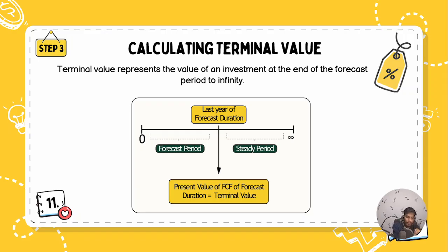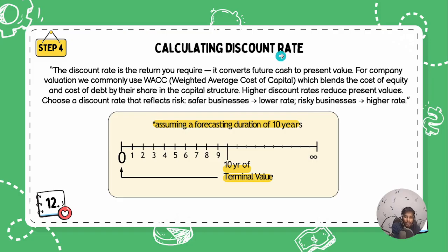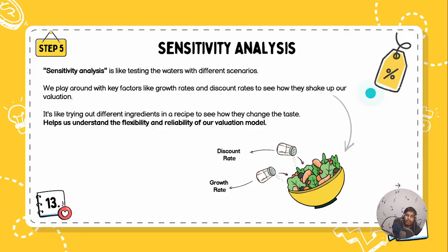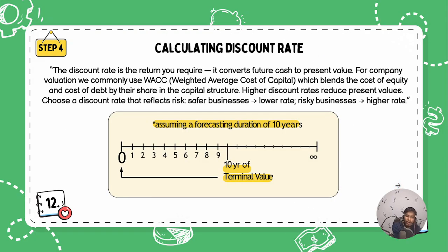Simple. Okay, now we have to calculate the discount rate. We have understood about terminal value, we have understood about the FCF. Now the main thing, calculating the discount rate.